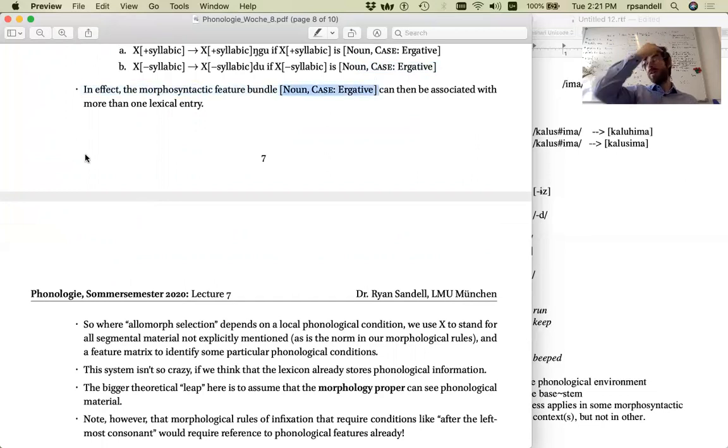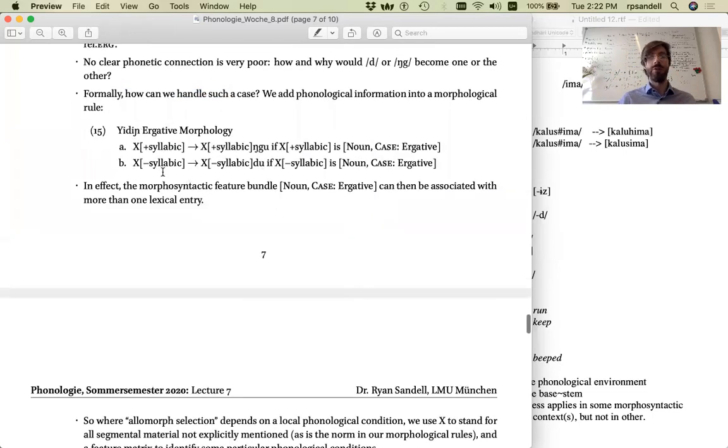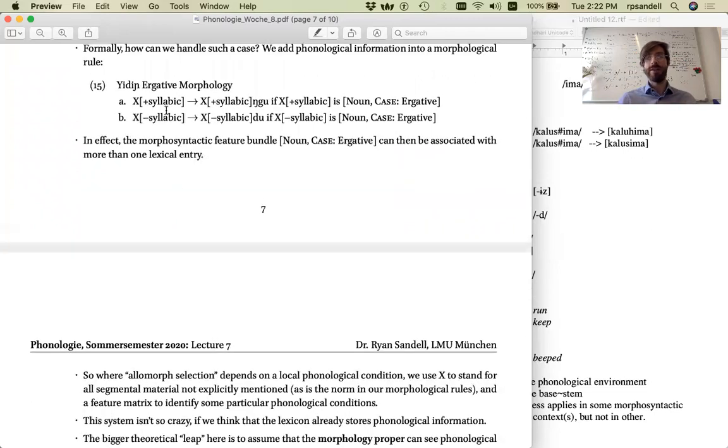Such a system, with a couple of morphological rules corresponding to a single morphosyntactic feature bundle, isn't so crazy if we think that the lexicon already needs to store phonological information. But the bigger theoretical leap here, the thing which we have mostly been avoiding as far as possible, is that the morphology itself, that these inflectional rules can look at that phonological information, they can see it, and that they don't just apply blindly, adding suffixes or prefixes or whatever.